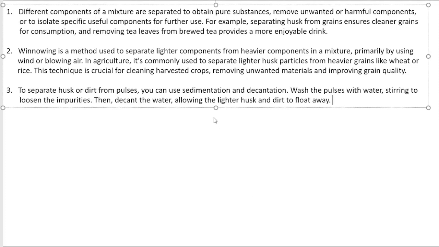Now, to separate husk or dirt from pulses, you can use sedimentation and decantation. Wash the pulses with water, stir to loosen the impurities, then decant the water, allowing the lighter husk and dirt to float away.